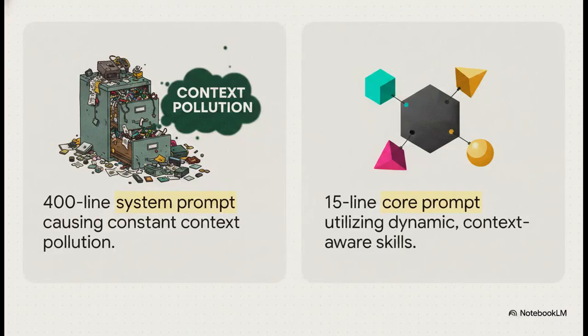And this brilliantly illustrates the difference. Think about the legacy kitchen sink prompt. Over 400 lines causing constant context pollution. Every single time you run the agent, it's reading through completely irrelevant rules. But contrast that with a modular architecture. We shrink the system prompt down to just 15 lines of core instructions, and we move all the heavy business logic into dynamic, context-aware skills. The result? A highly focused, significantly smarter agent.